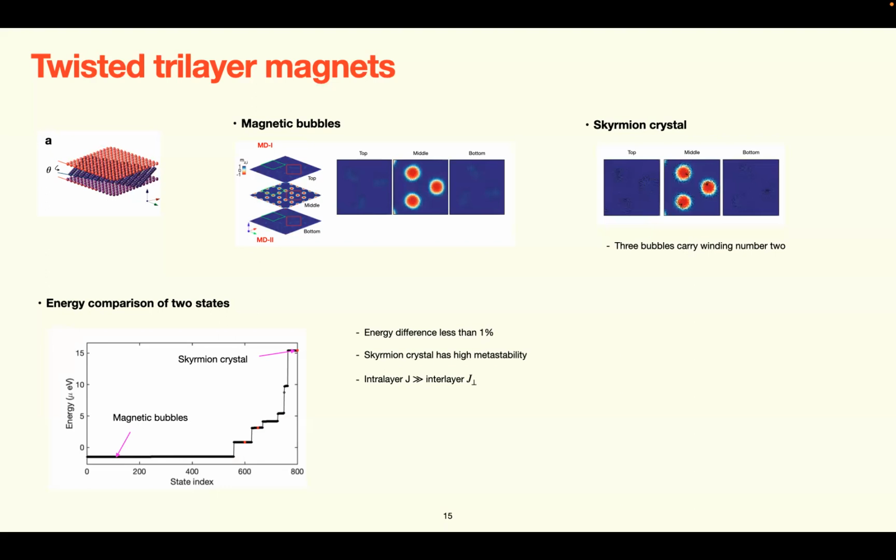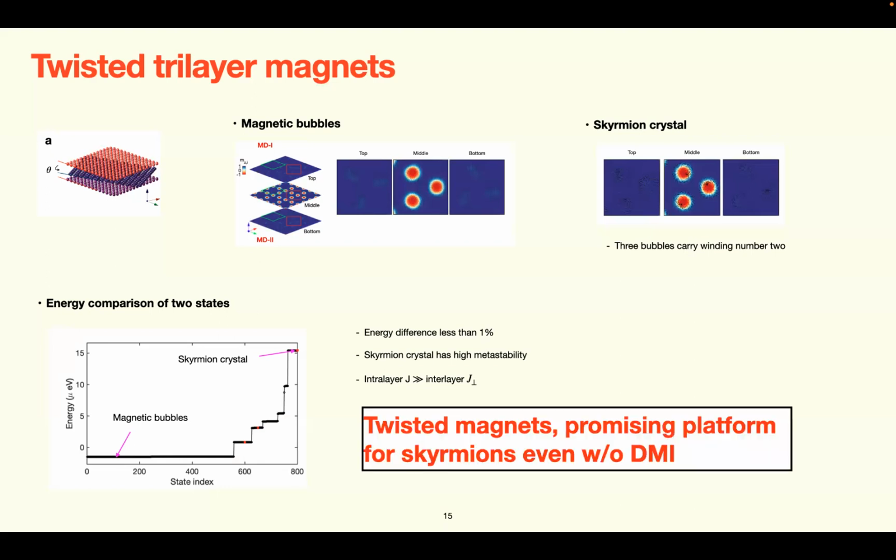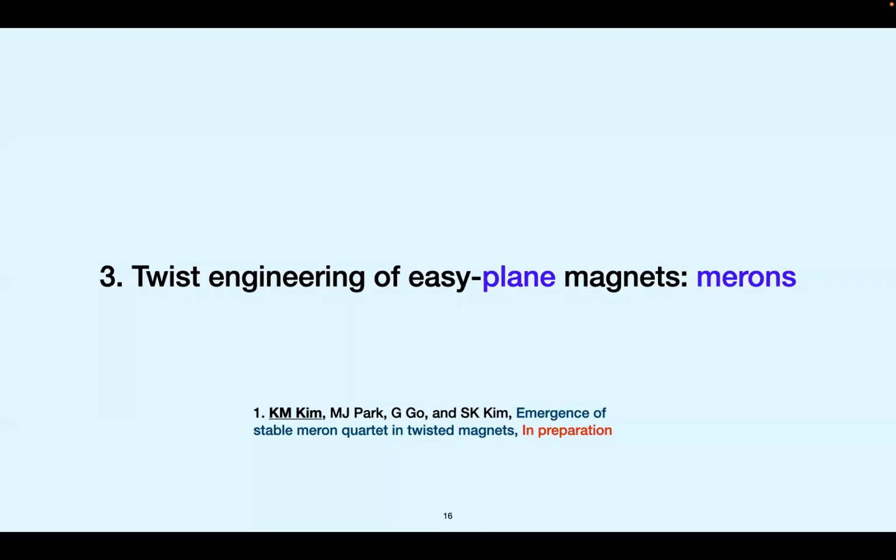Also I'd like to mention that here the intralayer interaction is much higher than the interlayer one. So with these two works, I'd say twisted magnet is a promising platform for generating skyrmion, even without DM interaction. That's one of my main messages. And let's move on to the second part.